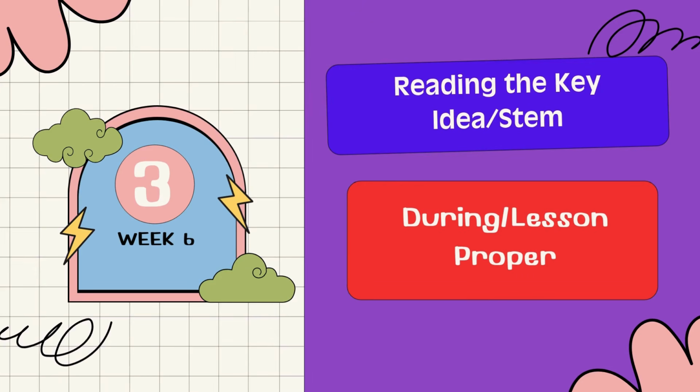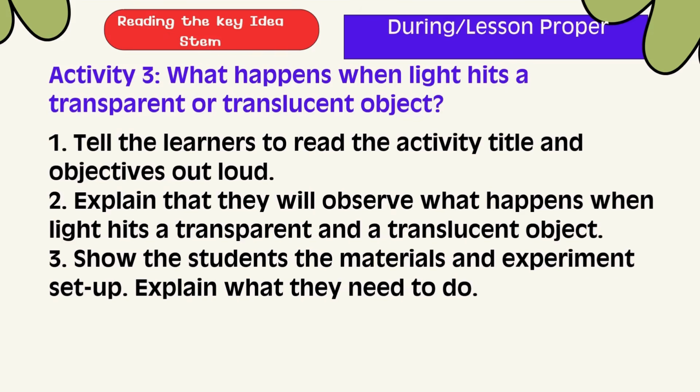Reading the key idea stem. Activity 3. What happens when light hits a transparent or translucent object? Number 1. Tell the learners to read the activity title and objectives out loud. Number 2. Explain that they will observe what happens when light hits a transparent and a translucent object. Number 3. Show the students the materials and experiment setup. Explain what they need to do.